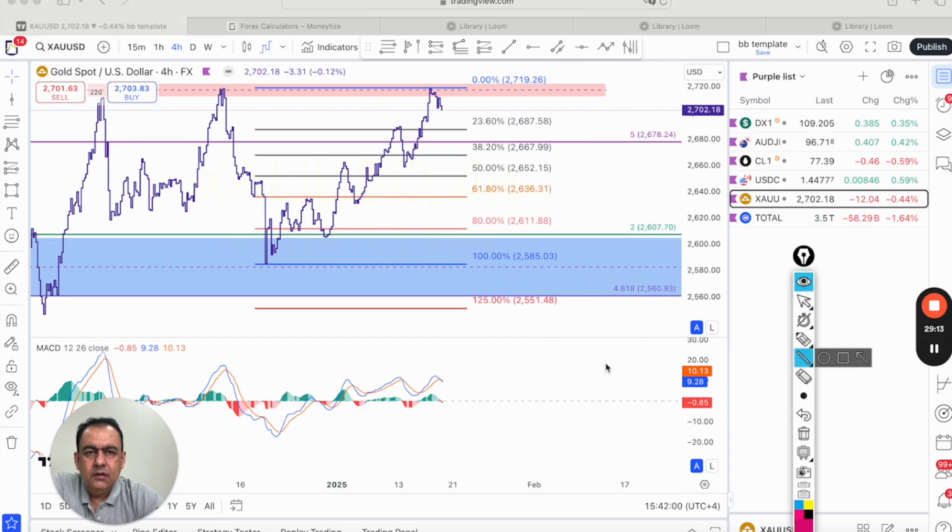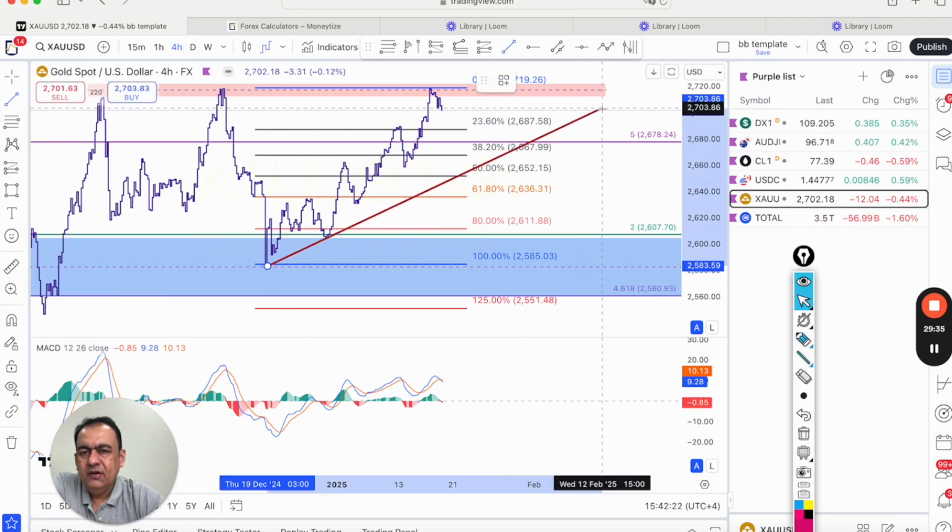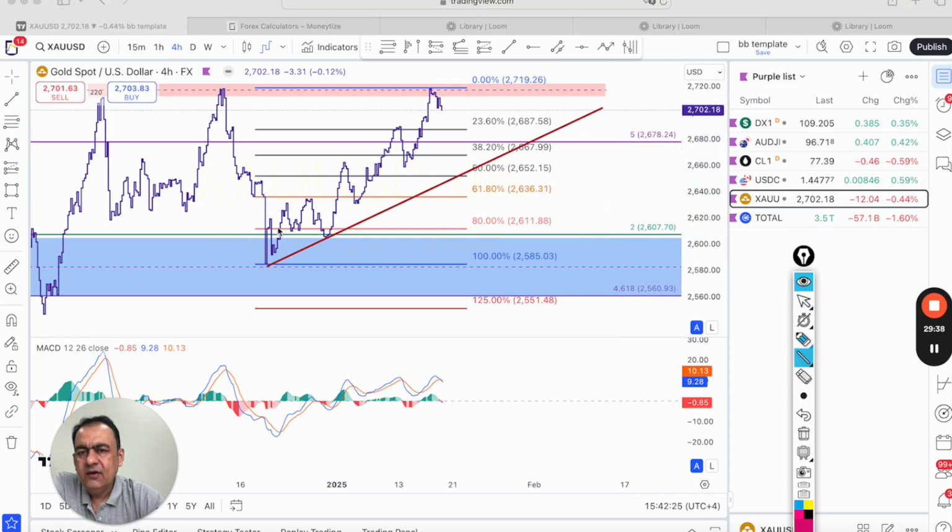So any drop towards 2687, 2678, followed by 2667, so until it remains above this area 2607, any drop should be taken as an opportunity to buy. I can also use a rising trend line here, which should help us to define our entry into the bullish direction. So if buyers are in full control, they should also hold gold price above this rising trend line. So I believe if it drops towards 2667, 2670, 2680, take it as an opportunity to buy.